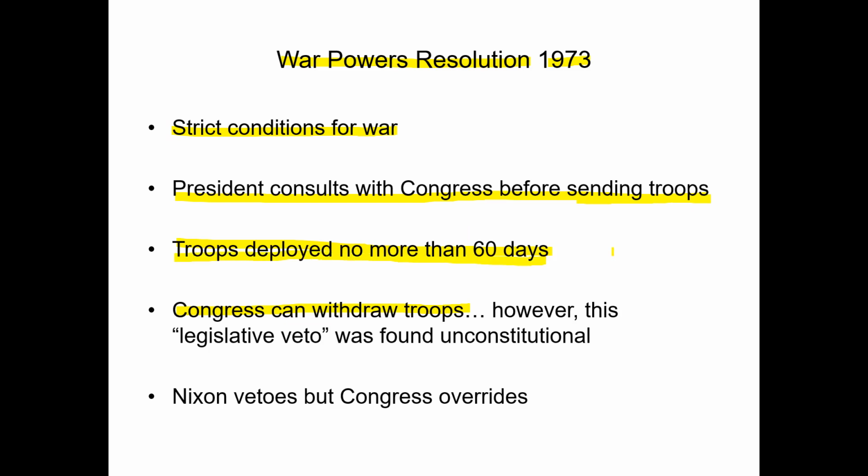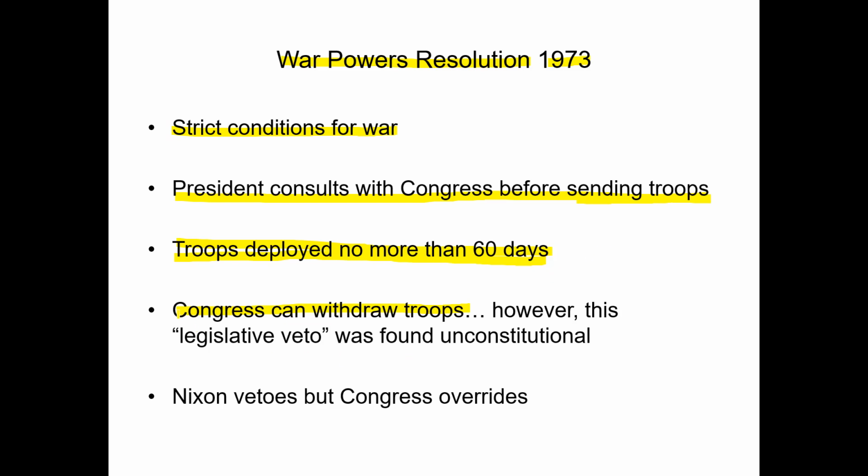The troops deployed no more than 60 days. This one is somewhat impractical because let's just say you are mobilizing for a potential conflict and you're spending a lot of money sending thousands, perhaps 500,000 troops, and you're building airfields and you're building barracks and you're shipping over half tracks on aircraft carriers. And then in 60 days, after all that massive amount of mobilization and manpower and expense, Congress says, okay, bring it all back. That's not likely to happen. So this one is somewhat impractical.